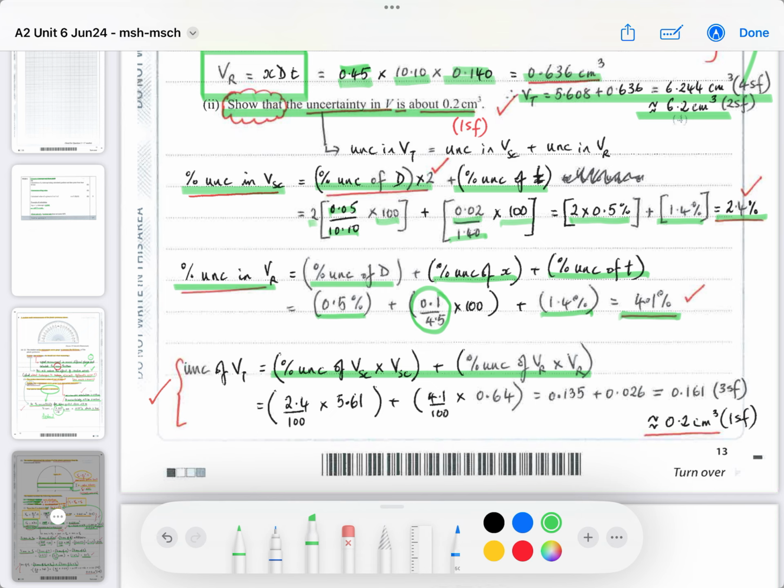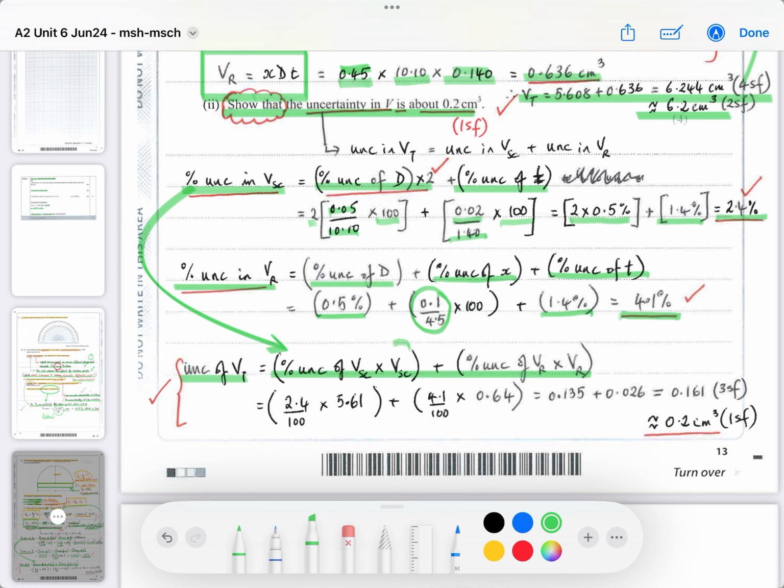And you to get the uncertainty, sorry, I'm not explaining it very well. The uncertainty of the total volume is the percentage uncertainty that we worked out for the semicircular part, which was 2.4%, multiplied by the actual value of each part.